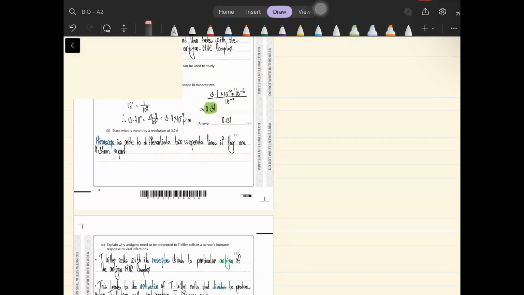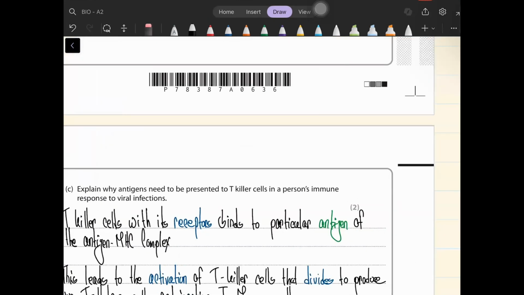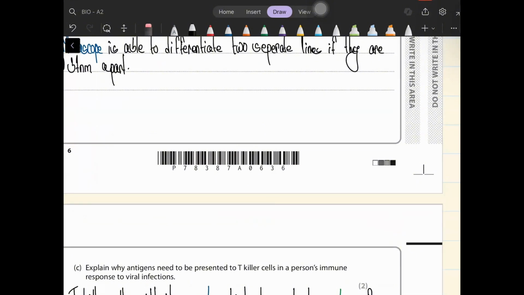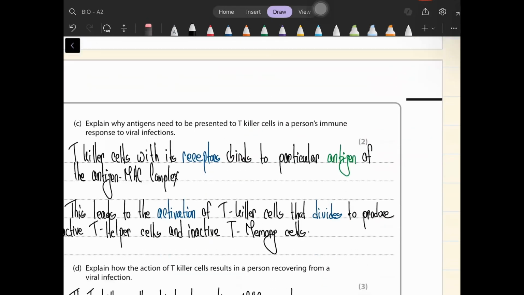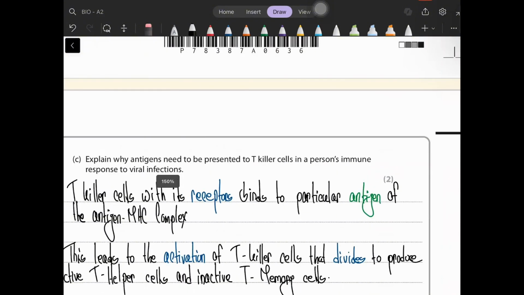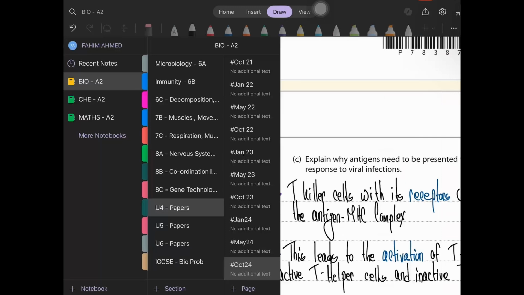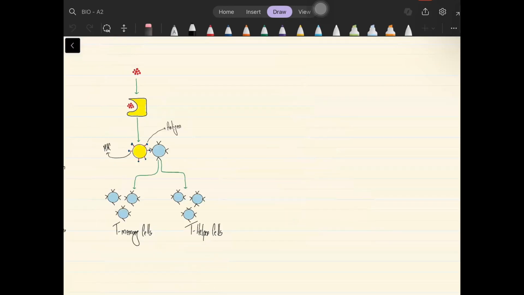Explain why antigens need to be presented to T killer cells in a person's response to viral infection, right? So this thing is from immunity, right? So here, just take a look at it.